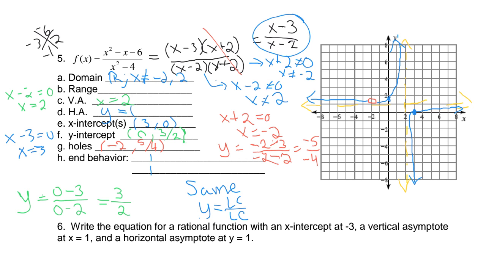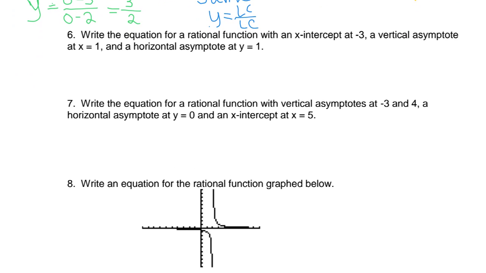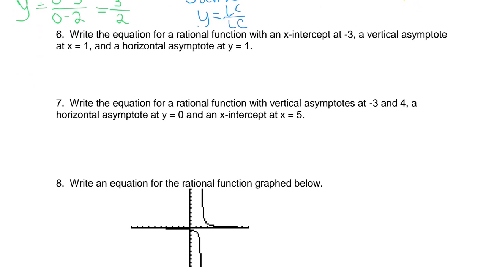So now we've practiced horizontal asymptotes, vertical asymptotes with number 1. We've done 2, 3, and 5 with some graphs on 3 and 5. Now looking at number 6 through 8, we're going to talk about some of this and only do number 7. So 6 through 8 is asking you to write a rational function based off of information given. So for instance, number 7 says write the equation for a rational function with a vertical asymptote at -3 and 4, and a horizontal asymptote at y equals 0 with an x-intercept at x equals 5. So it's giving you some information. It wants you to go backwards.